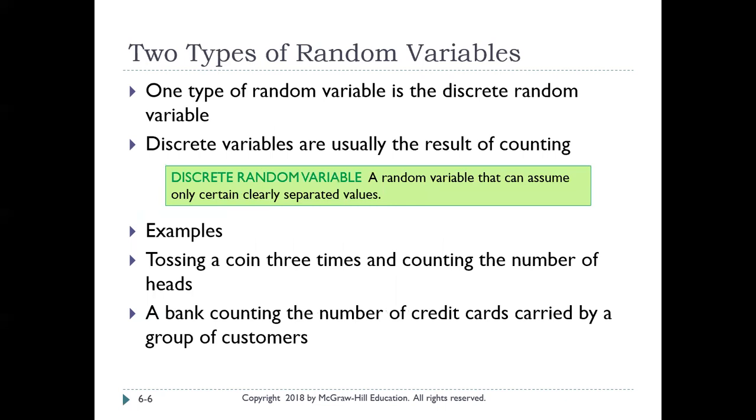So there's 2 types of random variables, just like I mentioned in the beginning. There's going to be discrete probability distributions and continuous probability distributions. The first one we're going to talk about here is a discrete random variable. So a discrete random variable is a random variable that has values that are unique. Or not unique, but separated.